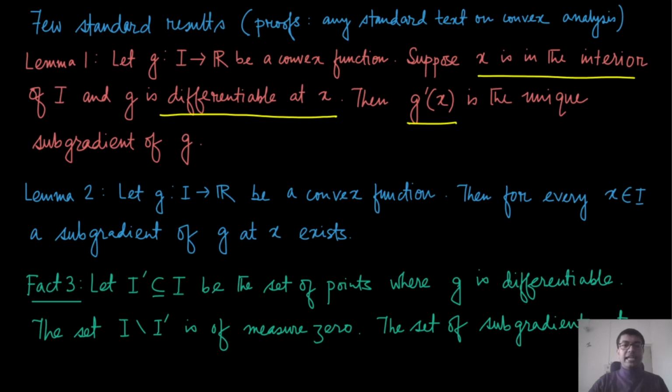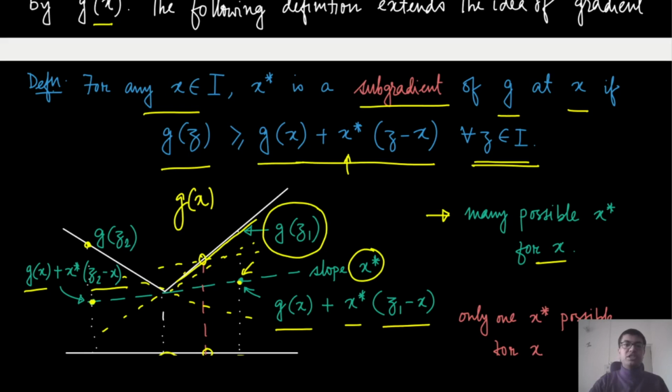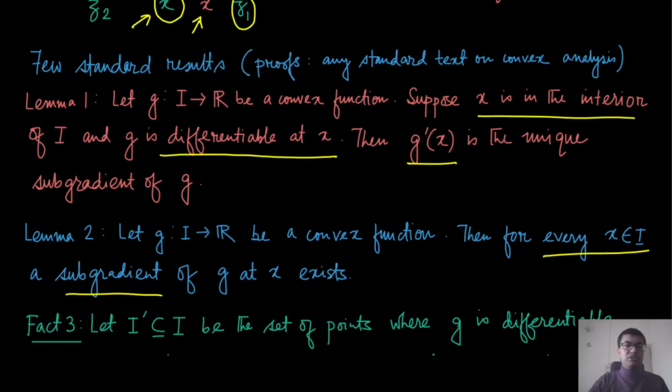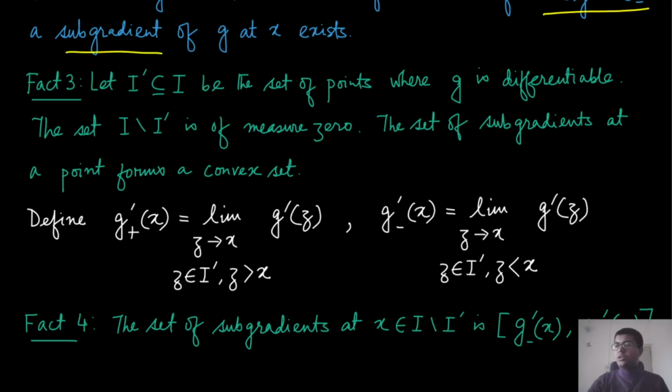The other lemma guarantees the existence of a subgradient. It says that if g is a convex function, then for every point x in this interval, a subgradient must exist. And this is also quite easy to see. Whenever there is a convex function, you can always find a supporting line so that the convex curve always lives above it. That is the intuition, but it can be proved more formally. We denote by I prime, which is a subset of I, the set of points where g is differentiable.